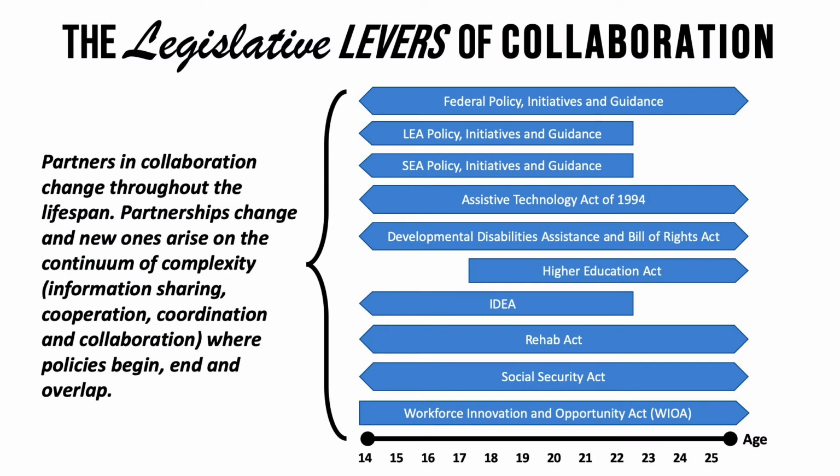Hey, speaking of levers, realistically we know that who we collaborate with and what we collaborate on is often driven by the intersections of multiple policies across many levels of governance. Where one law or policy stops, another starts, and often many run concurrently to provide missing pieces or extend the work of another. Where policies begin, end, and overlap, partnerships change and new ones arise on the continuum of information sharing, cooperation, coordination, and collaboration.